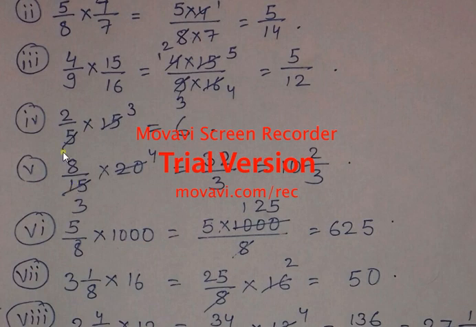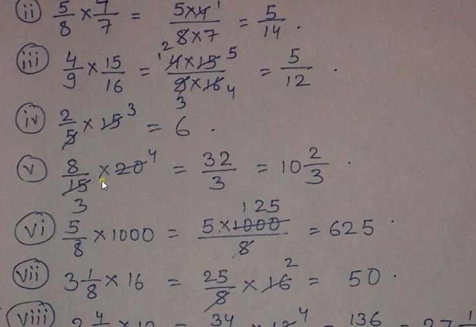5 number is what? 8 by 15 into 20. Here also I had cut it at the same time, but you will write the question, then after you will be cutting. So 15, with 5 I had reduced. 5 threes are 15 and 5 fours are 20. So it becomes 8 fours are 32 by 3, and I had then changed it into a mixed fraction.